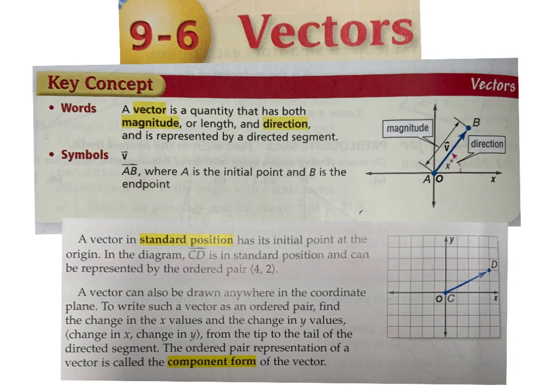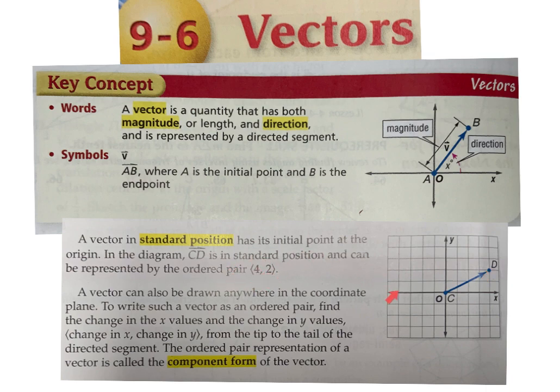A vector in standard position has its initial point at the origin. So in the diagram, CD is in standard position and can be represented by the ordered pair 4, 2. Now you notice I gave you this notation a little bit when we did translations. I said it can also be represented by these little pointed parentheses. Those are the directionals for your vector. If it's in standard position, you start at C, move 4 places to the right, 2 places up, and that is the ending point of your vector. That's what this represents.